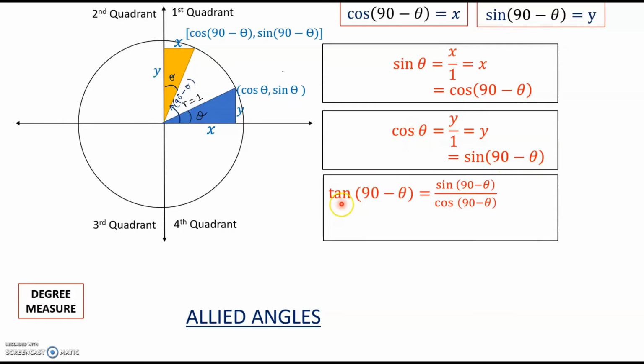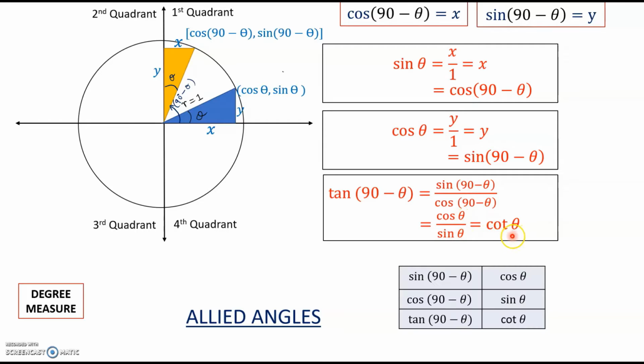Now let's look at what will be tan 90 minus theta, and that's equal to sin 90 minus theta divided by cos 90 minus theta, which is substituting the values for sin and cos from here. Sin 90 minus theta is cos theta, so let's replace that, and cos 90 minus theta is sin theta. Replacing them, you get cos by sin. Cos theta by sin theta is nothing but cot theta. Therefore, the values of the allied angle 90 minus theta for sin would be cos theta, for cos would be sin theta, and for tan would be cot theta.